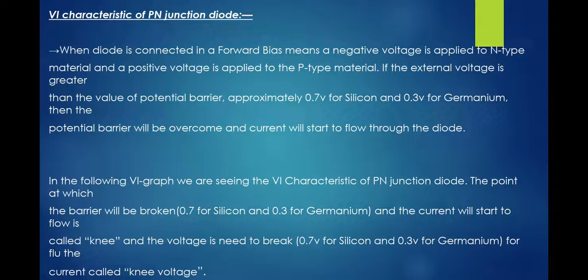As we already studied, when the diode is connected in forward bias, negative voltage is applied to the n-type material and positive to the p-type material, if the external voltage is greater.